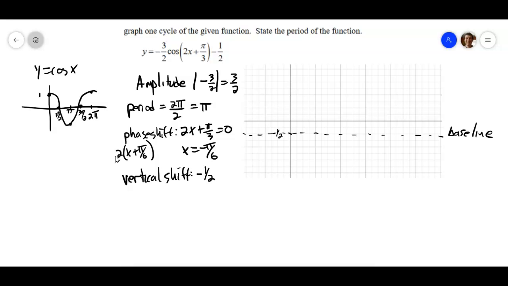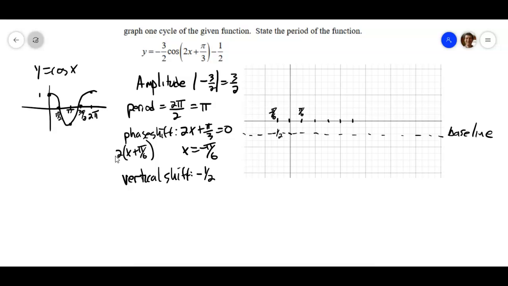The phase shift is minus pi sixths. So I'm going to have this be, let's see, how about this, 2 over? This is minus pi sixths. So every 2 is going to be a pi sixth unit. So that's my choice for tick marks, pi sixths.